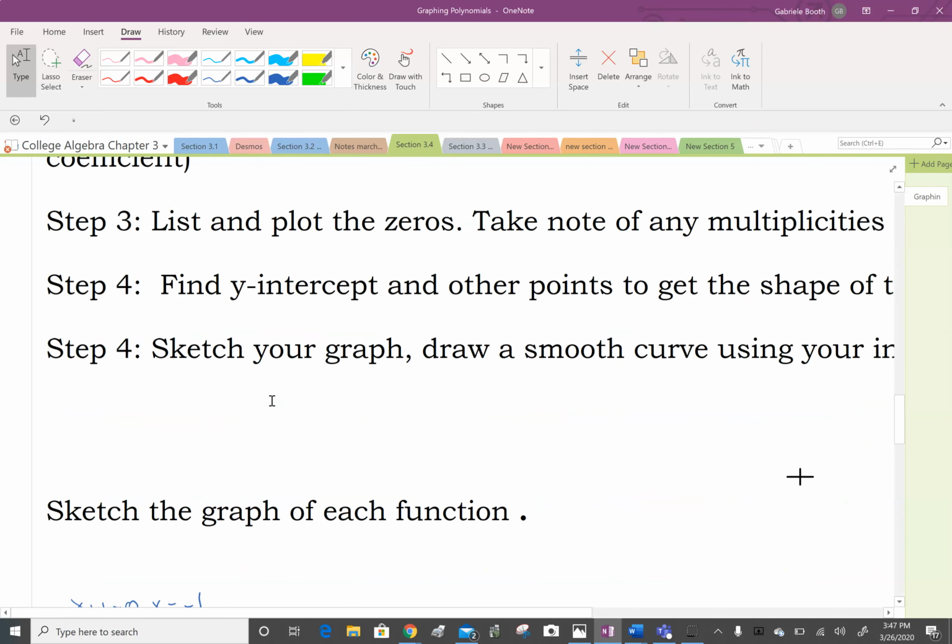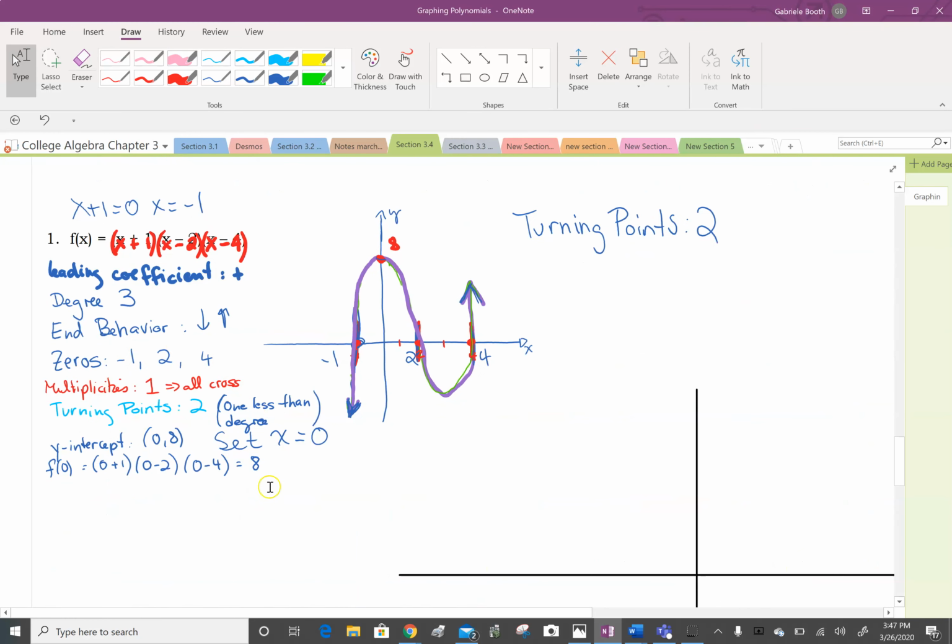This is where we left off. The end behavior is down and up. The zeros are negative 1, 2, and 4. The multiplicities are all 1. Since there are no other exponents visible, that means they're automatically 1. And when the multiplicity is an odd number, all zeros are crossing the x-axis. The degree is 3, 2 turning points.